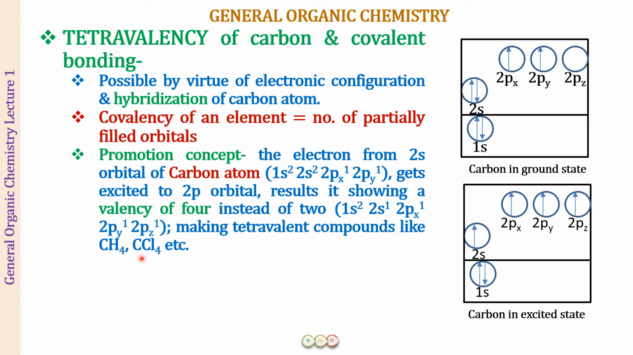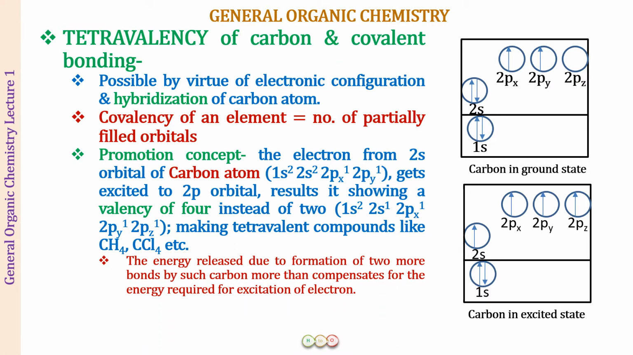It can form four bonds, and it forms these four bonds by the sharing of electrons, and therefore it shows covalent bonding. Now remember one thing over here: the energy released due to the formation of two more bonds by carbon in the excited state more than compensates for the energy required for the excitation of the electron. So that is why it is more favorable for carbon in the excited state to form these four bonds rather than just having two in the case of the ground state configuration.